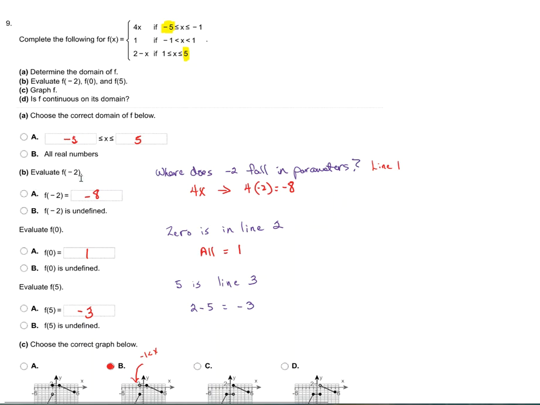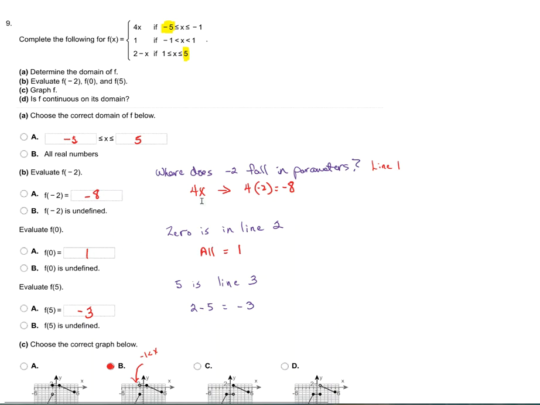Evaluate f of -2. Well, you find where -2 falls in the parameters. Is it between -5 and -1? Is it between -1 and 1? Is it between 1 and 5? Well, it falls here. If that's the case, then we plug into this one. So 4x, 4 times -2 is -8.